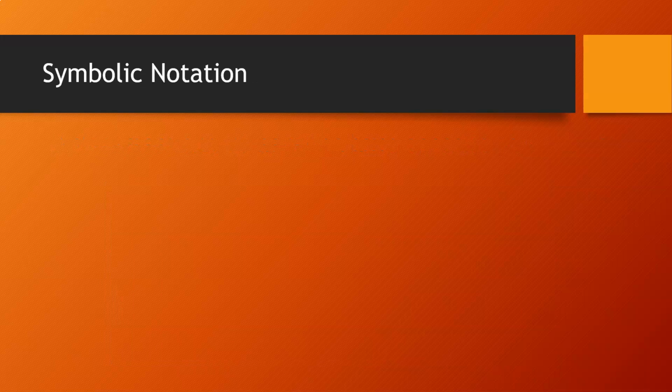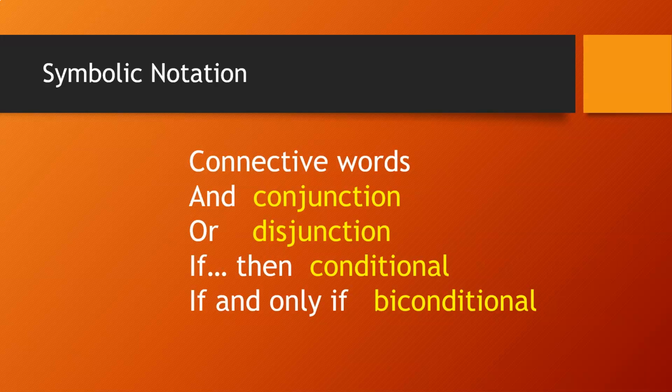The last thing we want to think about is how to take all these words that we're talking about and represent them with symbols. So going back to the connective words we looked at, we have special symbols to represent them. And is represented by an upside down V, or is represented by something that looks like a V. If then is represented by an arrow, and if and only if is represented by a double arrow.